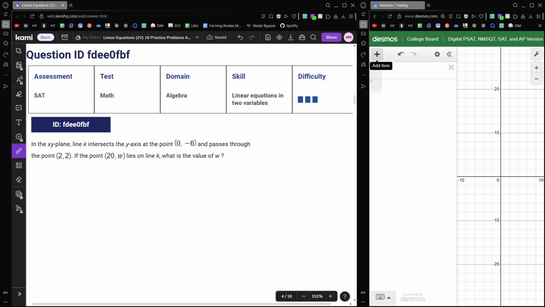First up, you want to click this plus sign in the top left corner to insert a table. Then you want to type in your points, (0, -6) and (2, 2). Then the equation for linear regression is y1 ~ mx1 + b.